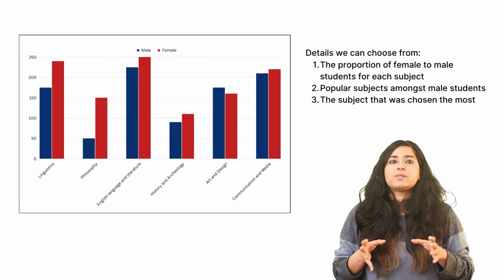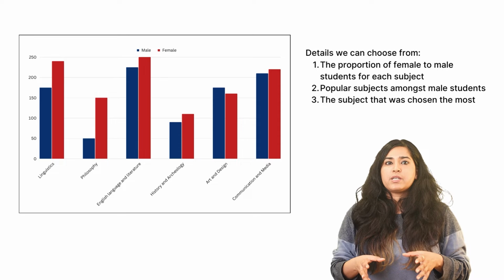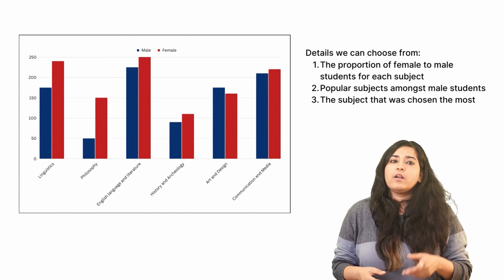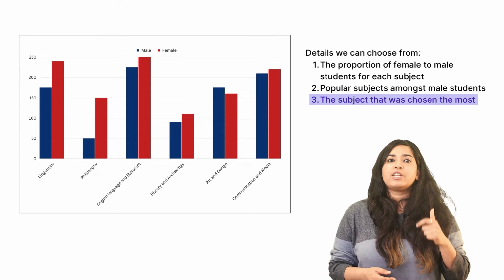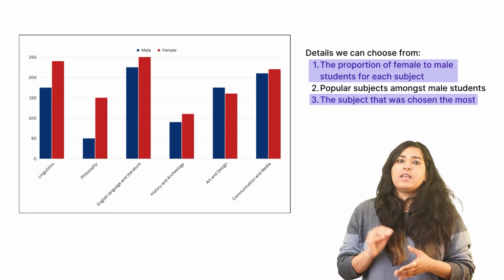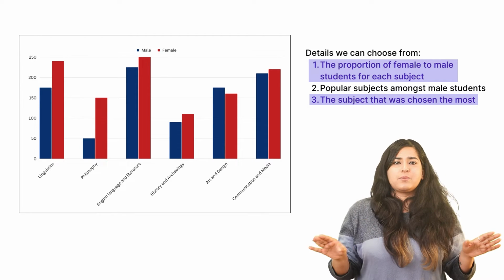Remember that paragraphs 3 and 4 are paragraphs where you include more detailed information about the data found in the graph. These paragraphs should give evidence to support your first or second key features. Also, don't forget to make comparisons where relevant. First of all, let's look at the details that we can choose from or the overall trends. The proportion of female to male students for each subject, popular subjects amongst male students, the subject that was chosen most. The details I'm going to look at are the subject that was chosen the most and the proportion of female to male students for each subject. These are just 2 details that I've picked out. If you have found other details that you want to mention, that's completely fine.